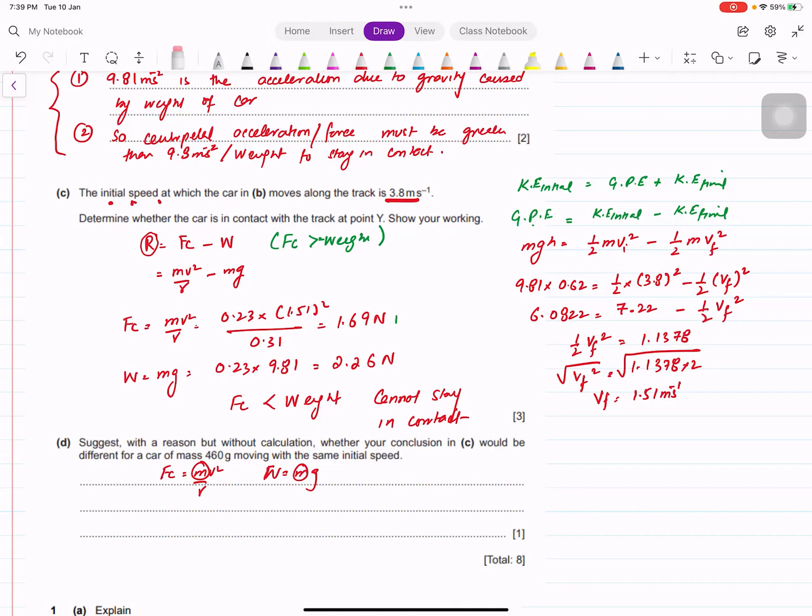So we could say mass cancels out. So it would not make any difference, whether the car is of larger mass or smaller mass. Okay. All right, cool. Yes, anything you would like to ask, please go ahead.